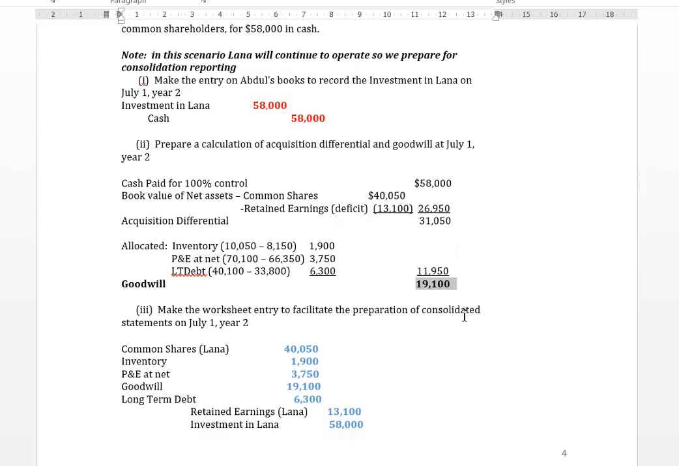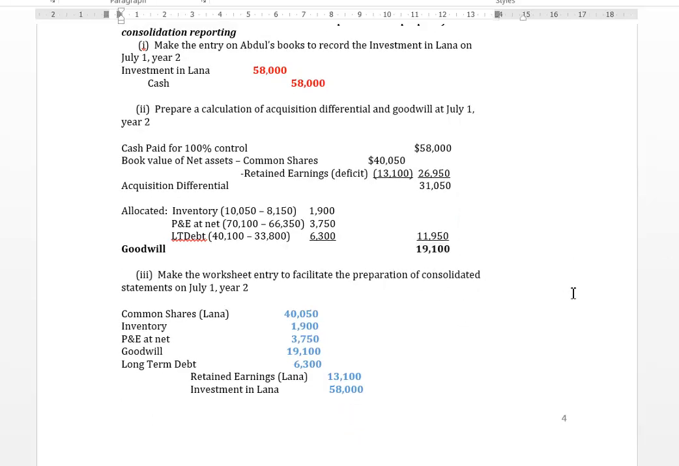So to make the worksheet entry to facilitate the preparation of the consolidated statements, and don't forget at the date of acquisition, the only thing that Abdul's going to do is a consolidated balance sheet, right? But in order to prepare that consolidated balance sheet, we need to start up with some numbers on it, right? So we do a worksheet entry, not on Abdul's books, not on Lana's books, but on the consolidated books. So Abdul's accountants would do this because they're the parent company, right?